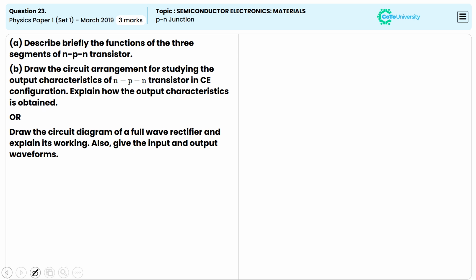Third part: draw the circuit diagram of a full wave rectifier and explain its working. Also give the input and output waveforms. The circuit diagram of a full wave rectifier is shown below.